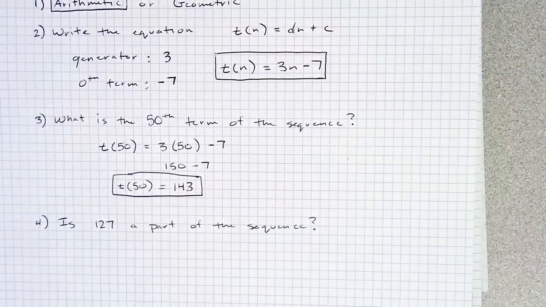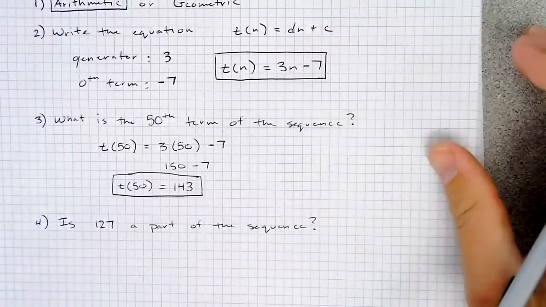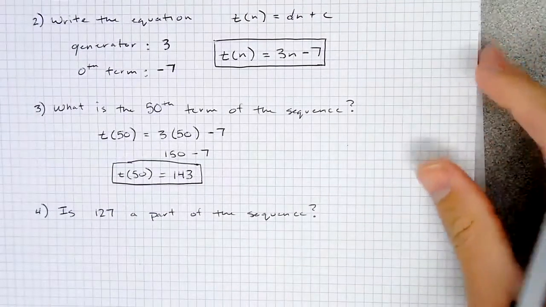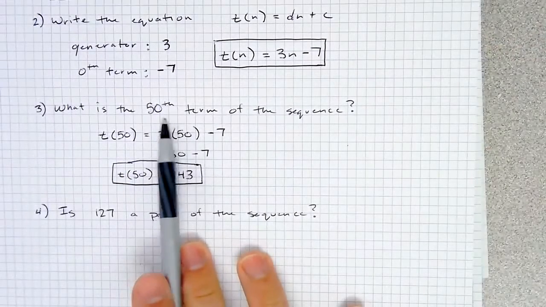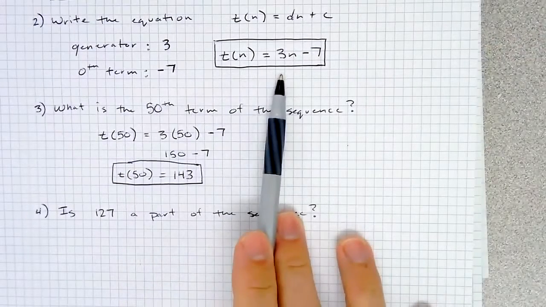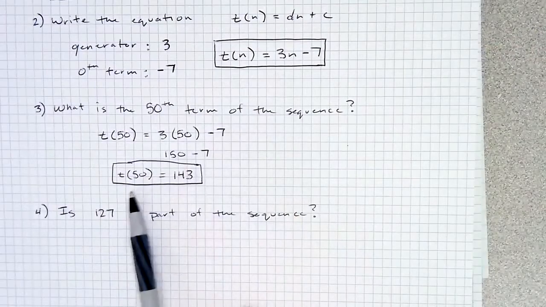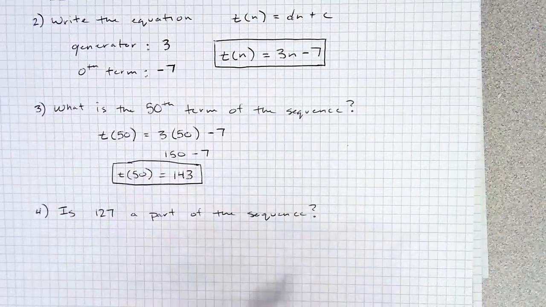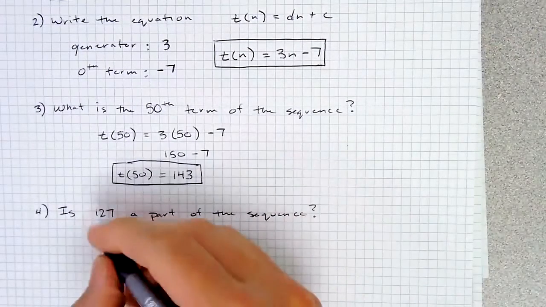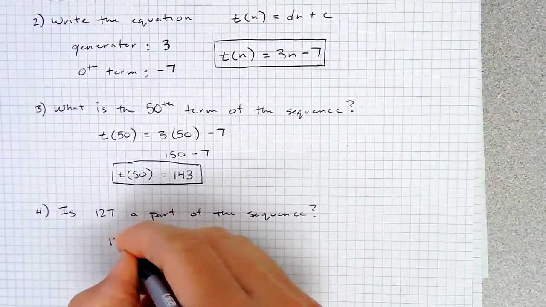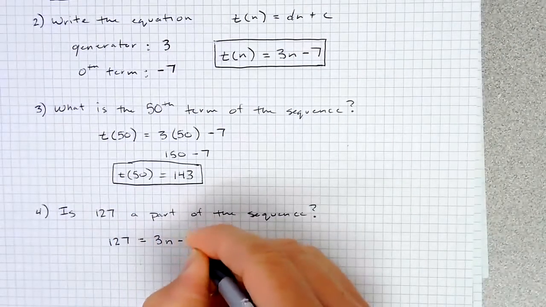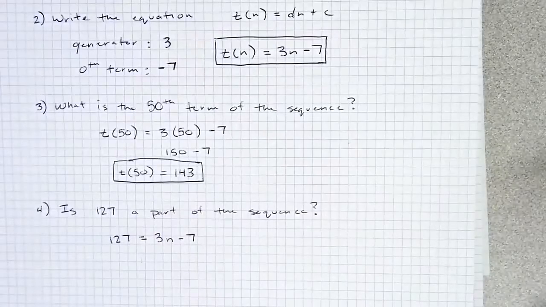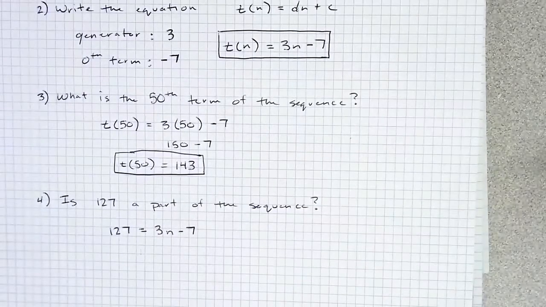Okay, you might also get asked, is 127 a part of the sequence? Different question than number 3. Essentially, there we were being asked to plug in 50 and get the answer. Here, you're being asked, is this a possible answer? So we're going to plug that in for t of n now. So we're going to say 127 equals 3n minus 7.